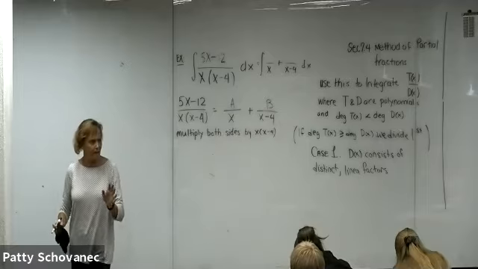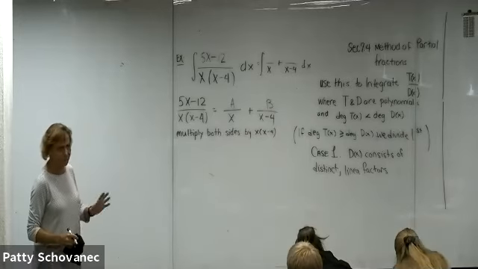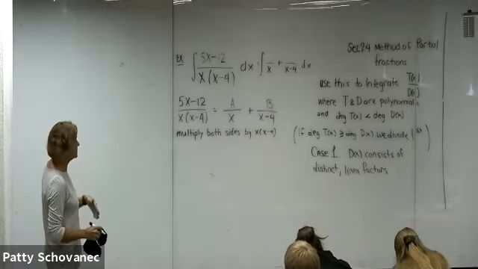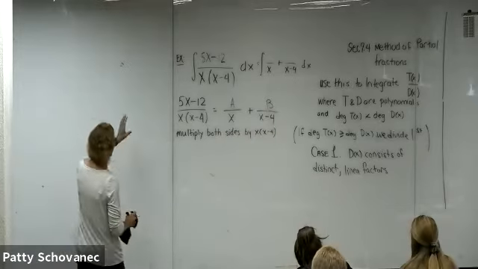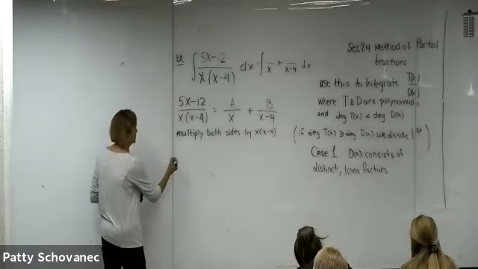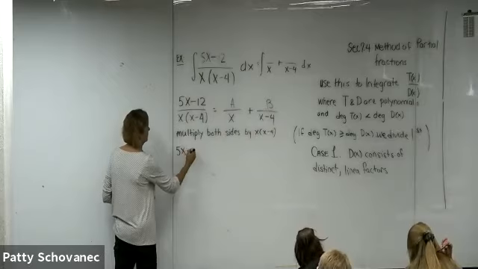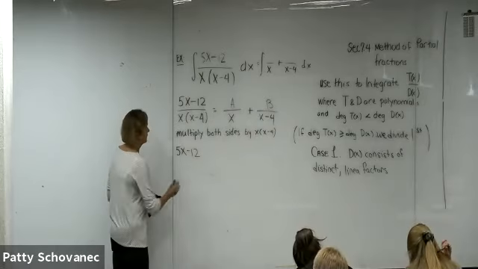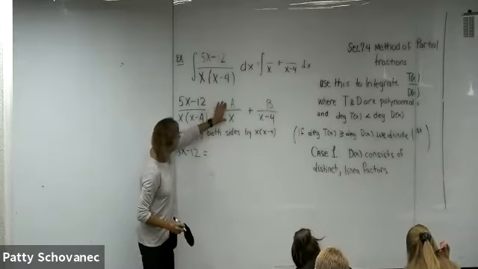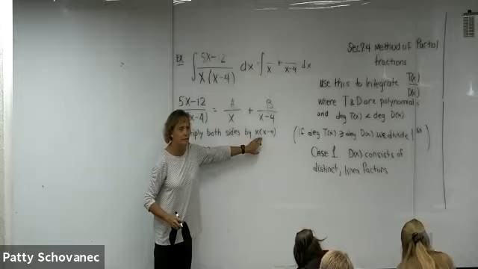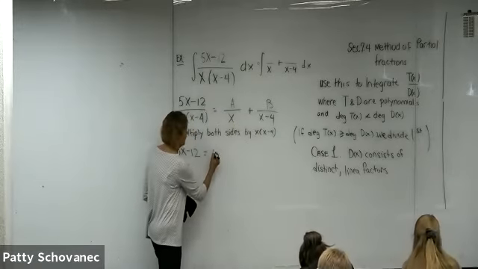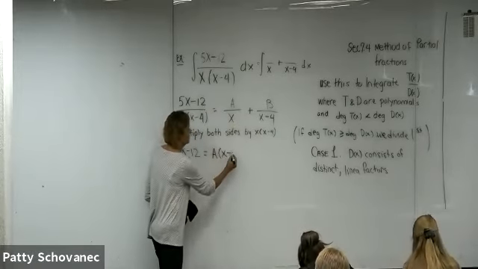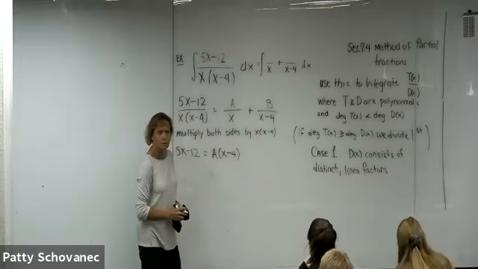So we're operating on the assumption that x is never 0 and x is never 4, which makes sense. Otherwise, the first problem's not even defined. So if I multiply this side by that, I'm left with 5x minus 12. Now over here, I'm going to take a over x and multiply it by that. What's left? A times x minus 4. That's right. The x's will cancel, and you'll have a times x minus 4.